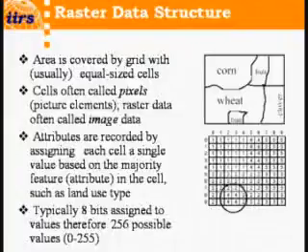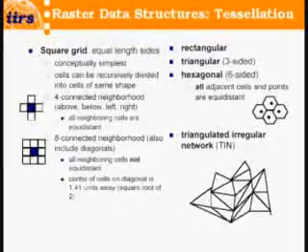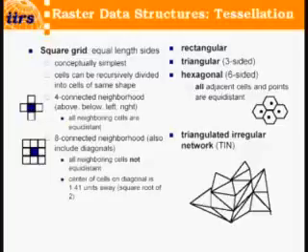So here the attributes are recorded by assigning each cell a single value based on the majority feature in the cell. So you have different types of bit structures, 8 bit, 6 bit, 7 bit. You can have a square grid, an equal length grid, a rectangular grid, a triangular, hexagonal grid. Now this triangular one is the example of irregular tessellation, wherein you have so many triangles with different sizes. Similarly you will have a square grid which has equal length. You can have a 4 connected neighborhood, you can have an 8 connected neighborhood, and you can do different types of analysis on these.